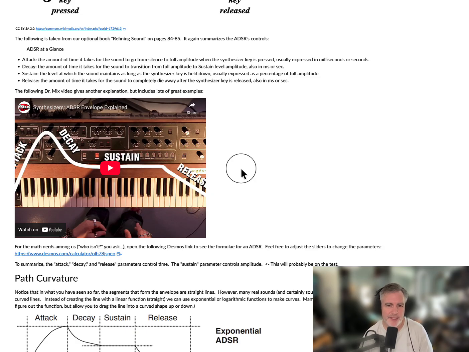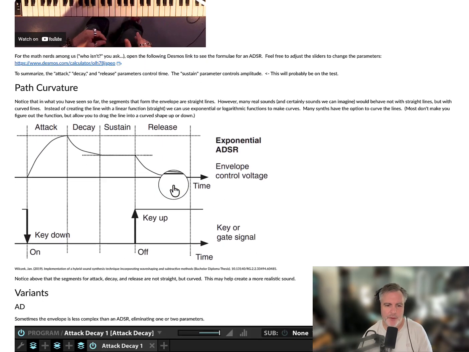A kick drum does not have natural sustain. It dies away. The guitar note that we saw before doesn't have natural sustain. It decays away. And then you have a release, which is after you let up on the key. So how much time it takes to do that.